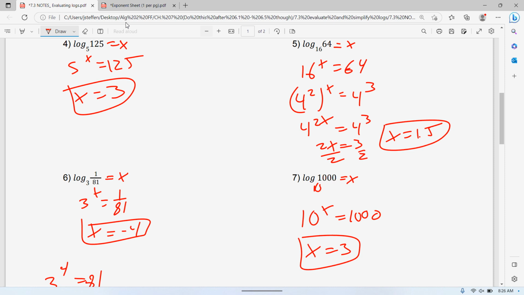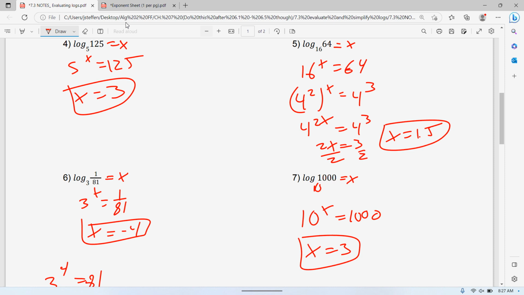I will say number 5, if you change 16 into 2 to the 4th, I believe, you can also change 64 into 2 to the 6th or 2 to the 8th or something like that. I don't remember exactly which one. But for number 5, you could use a base of 2 as well.